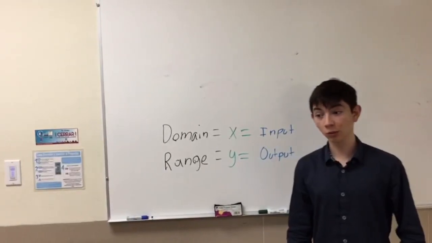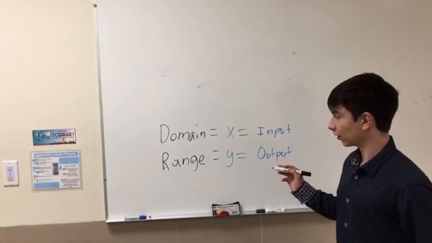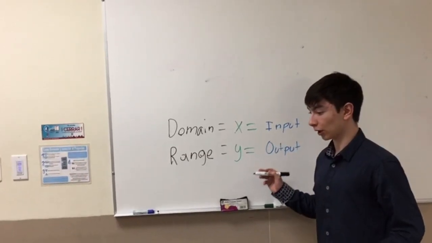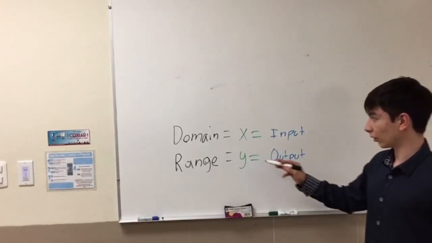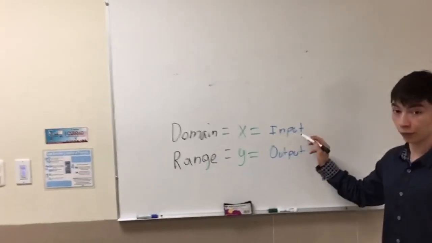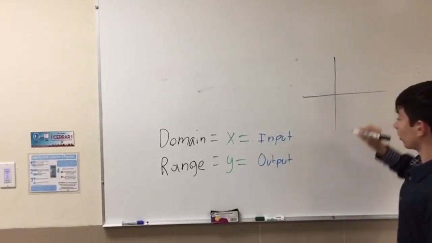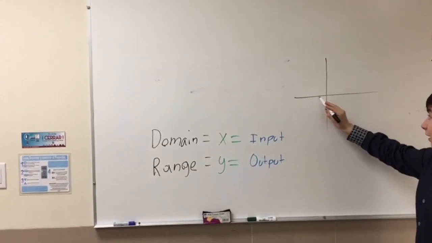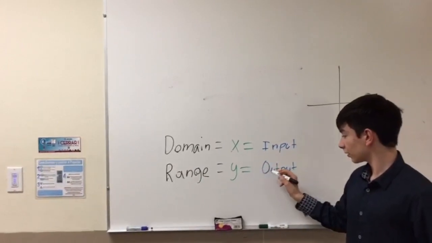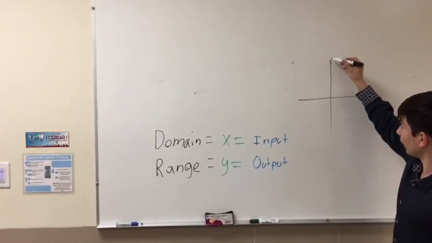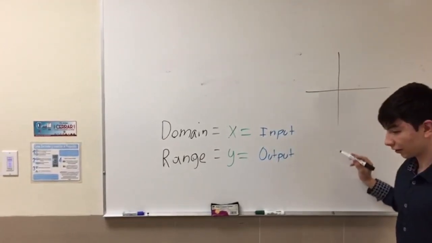In math, we have two very important terms that most Cartesian planes contain, and most problems of relations and functions contain, which are domain and range. Domain is always x and the input of a problem. So, in a Cartesian plane, domain will always be the side line. The range will always be y, which equals the output. Y is the upwards and downwards line.